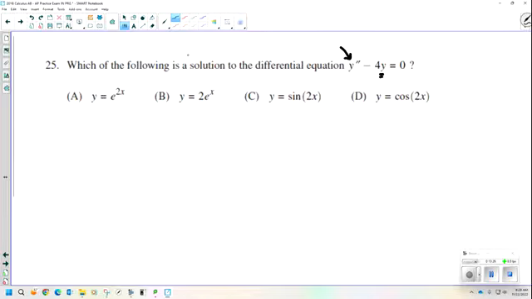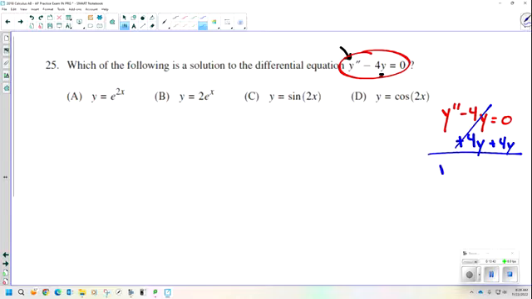Let's solve for y double prime. So if y double prime minus 4y equals 0, if I add 4y to both sides, boom, the second derivative of y should equal 4 times y. Now you're looking at all these answers, and you're like, there's no way, how am I going to get a y here? Let me explain something else.